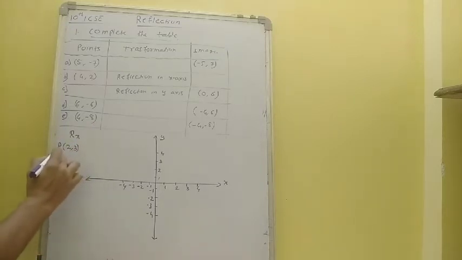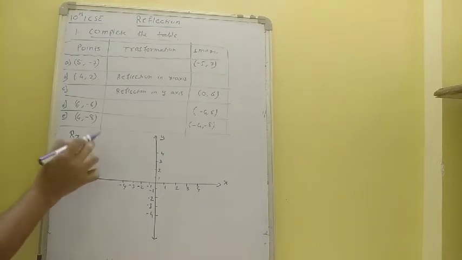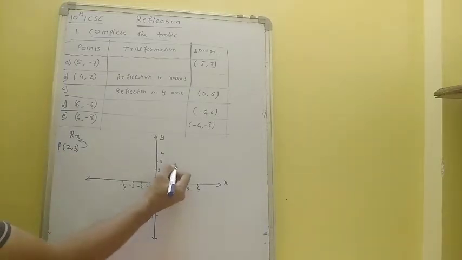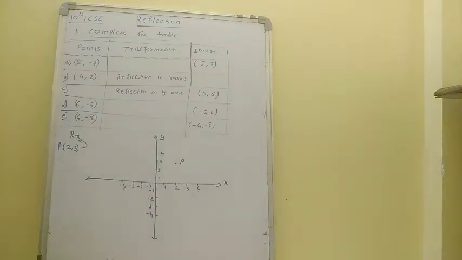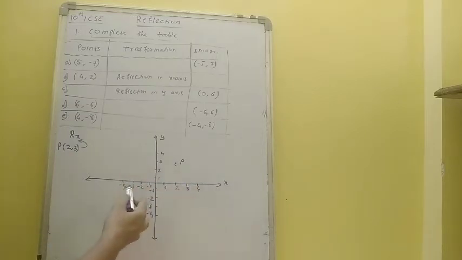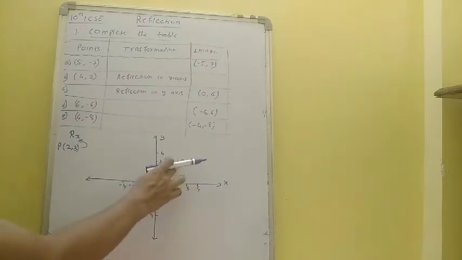And this point P 2, 3 is to be reflected in x-axis. So first I will plot 2, 3. 2, 3 will lie over here. This is point P. Now we need to reflect this point in x-axis. So this is x-axis. Now this x-axis will act as a mirror.